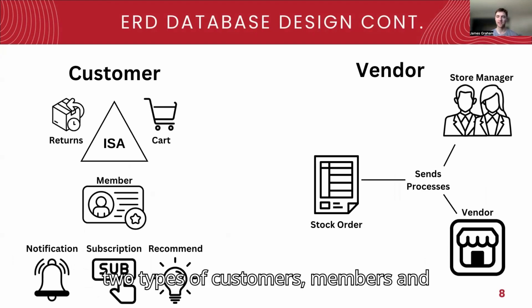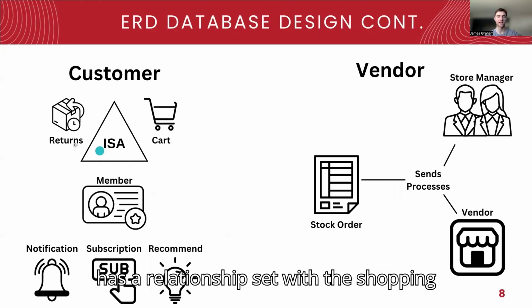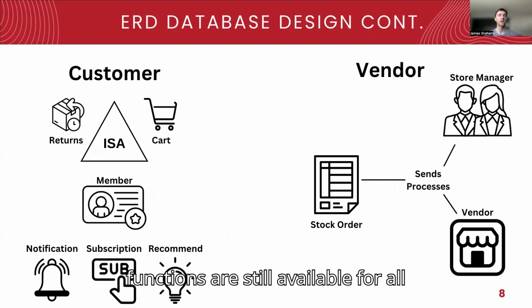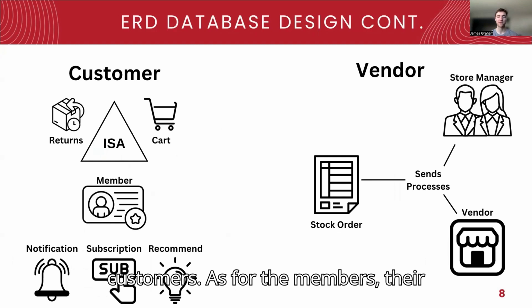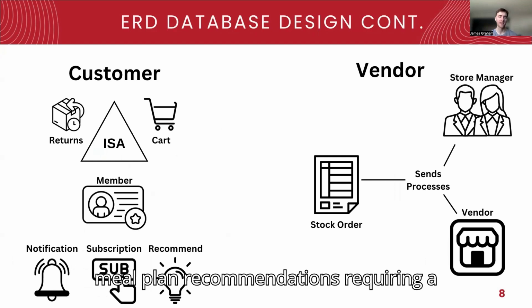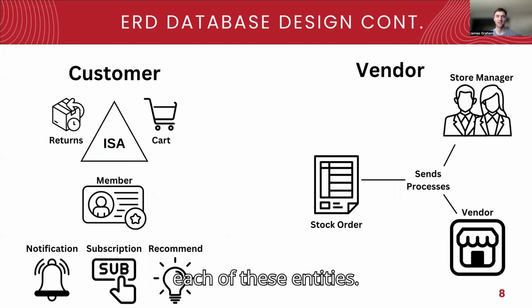Continuing to the next two roles, the customer also is a hierarchy to capture the two types of customers, members and non-members. Now the parent entity still has a relationship set with the shopping cart and returns entities because these functions are still available for all customers. As for the members, their membership comes with access to notifications, subscriptions, and personal meal plan recommendations, requiring a relationship set with each of these entities.